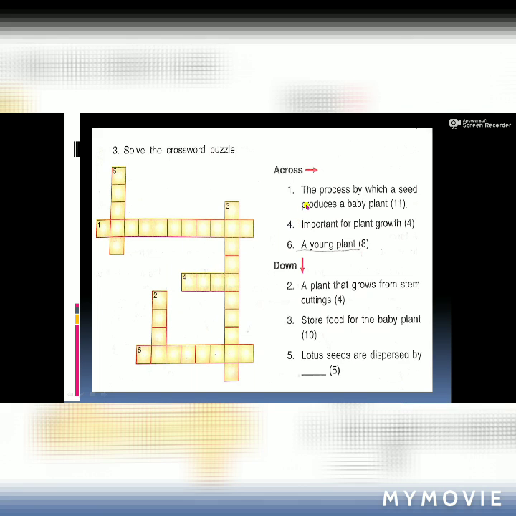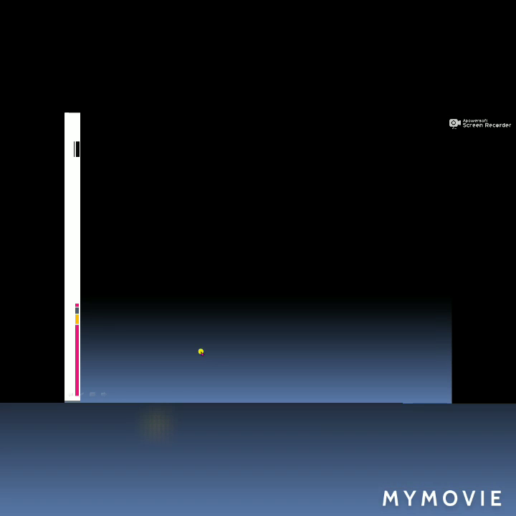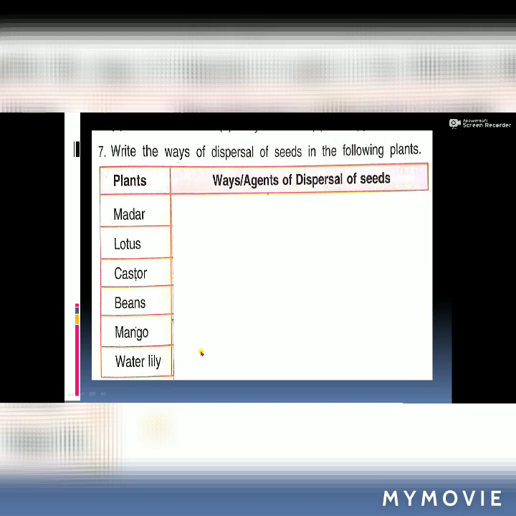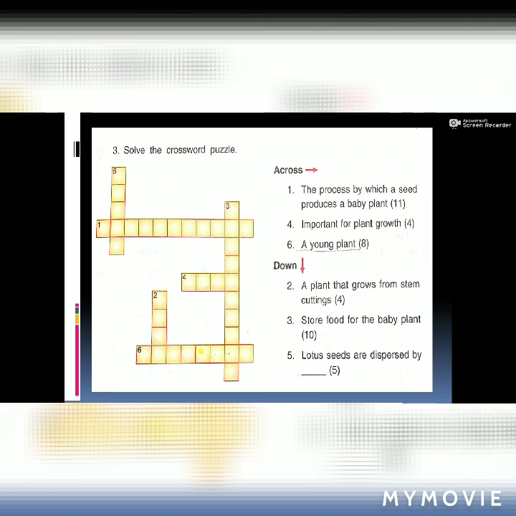So what is here? The process by which a seed produces a baby plant, what is it known as? You have to write it here. Very simple. Number 4, important for plant growth: what is necessary for plant growth, you have to write. Number 6 is a young plant. Okay. So again you see.